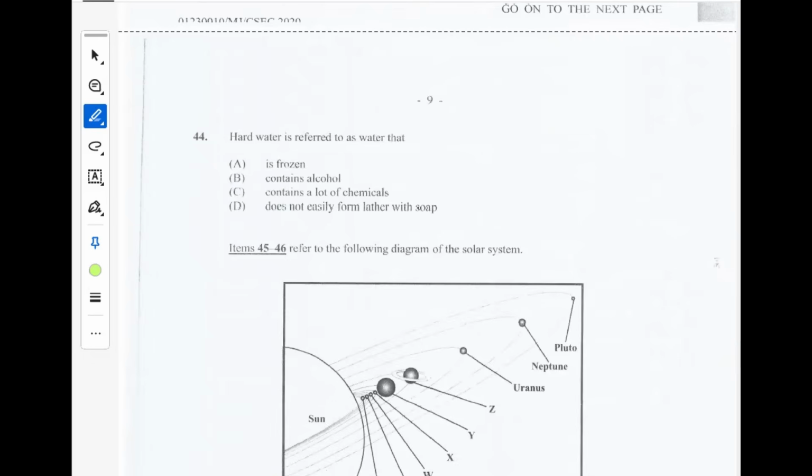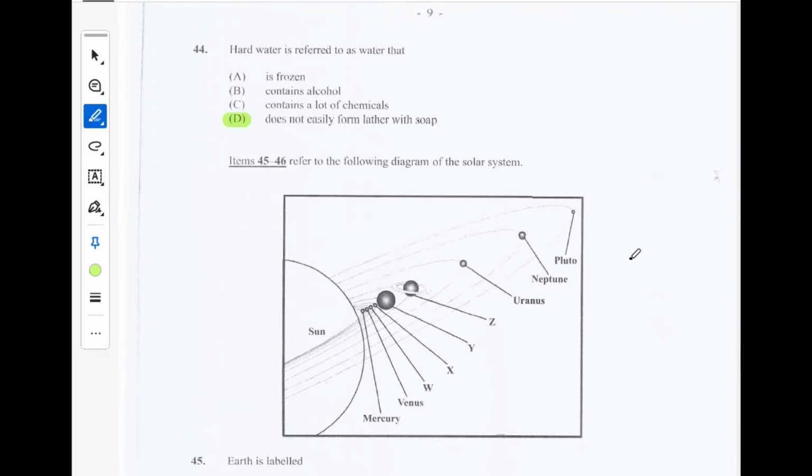44. Hard water is referred to as water that is frozen, contains alcohol, contains a lot of chemicals, does not easily lather with soap. Yeah, hard water does contain minerals. If they had said that, that would have been a great answer. But yeah, so soap doesn't lather as easily as if you had used soft water.